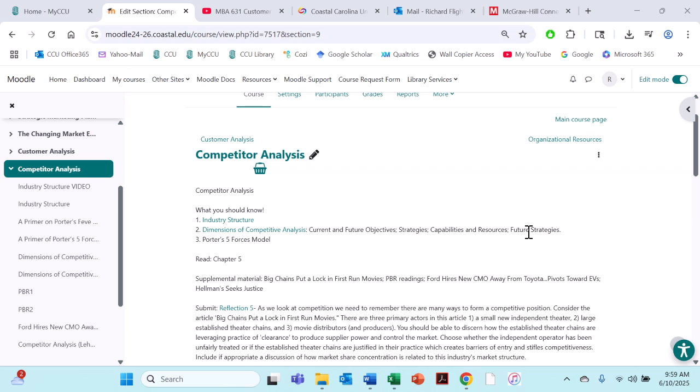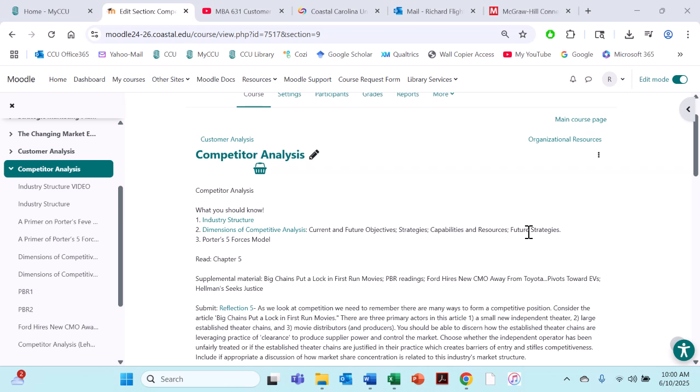While you have competitors, you may work with competitors to form a joint venture, and in the PBR case, it certainly happens where Pabst Blue Ribbon and Molson Coors or Miller Coors, they find a relationship that works for a while, anyways. And then in Big Chains Put a Lock on First Run Movies, that story is a super interesting, again, power dynamic within an industry where competitors kind of face each other. So I think you're going to find those real interesting reads.